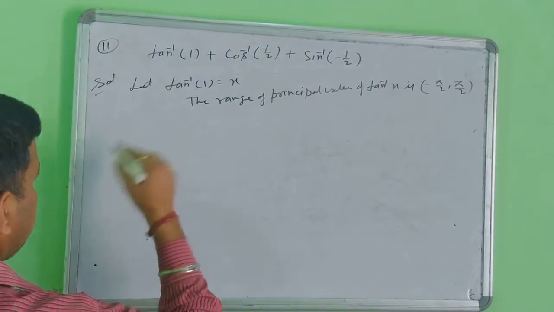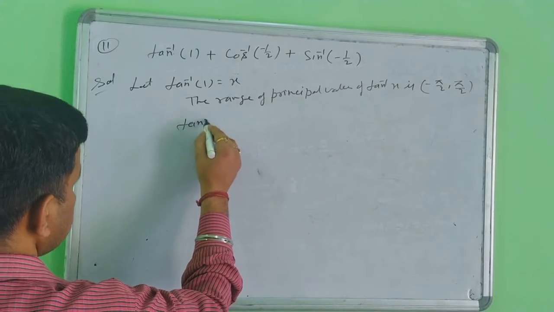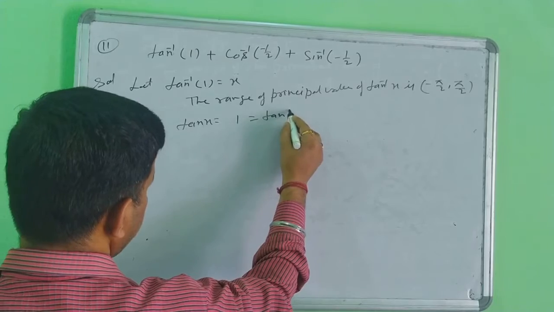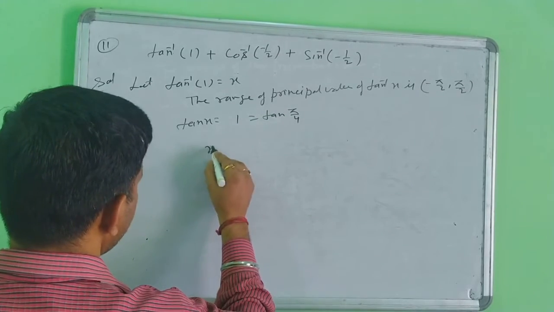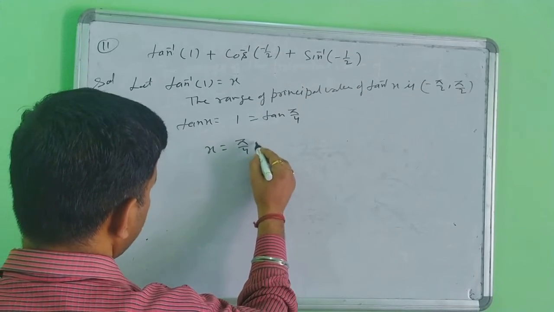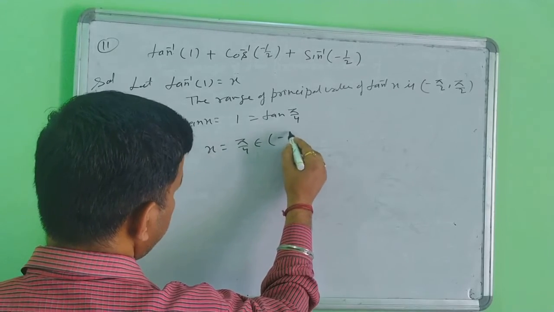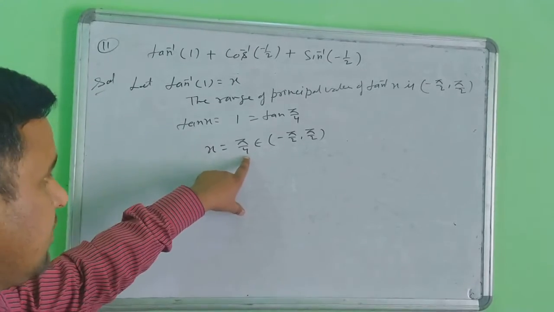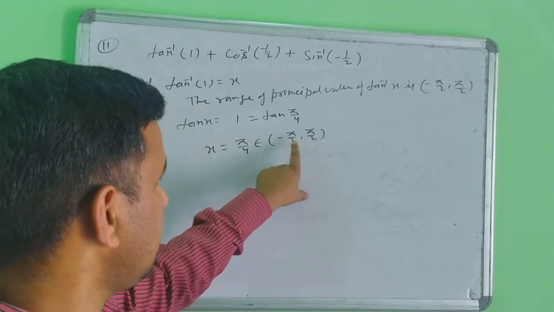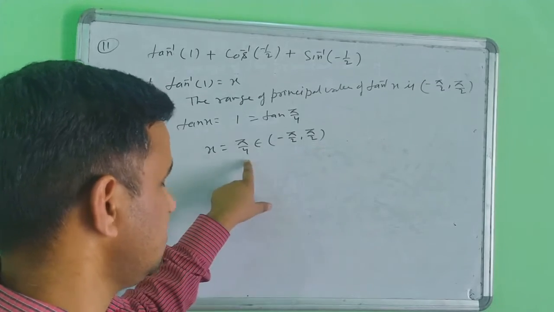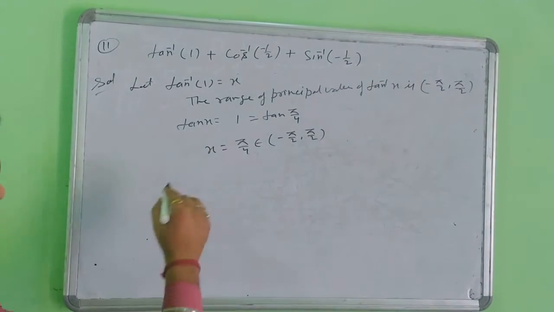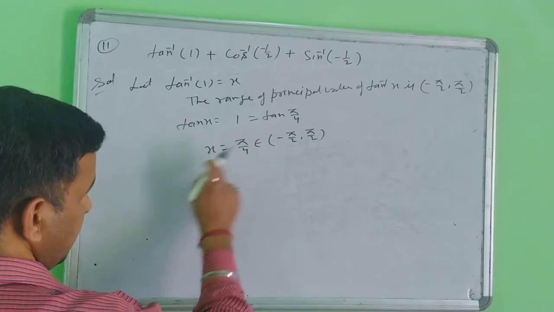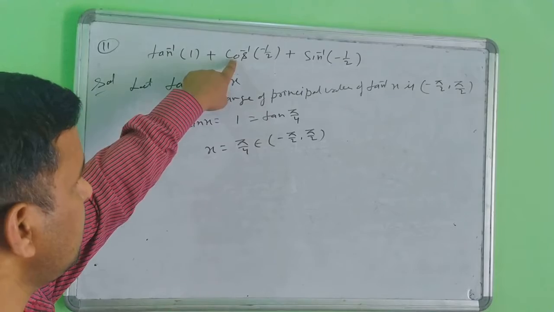Then you can write tan x equals 1, and this is the value of tan pi by 4. What is the value of x here? Pi by 4. So this belongs to the open interval minus pi by 2 to plus pi by 2. Now check: this is 45 degrees, positive, within minus 90 to plus 90, so it belongs to this interval. So the value of x here is pi by 4.